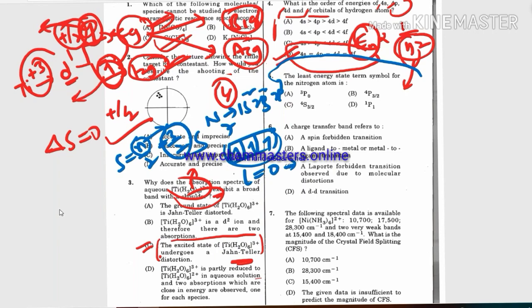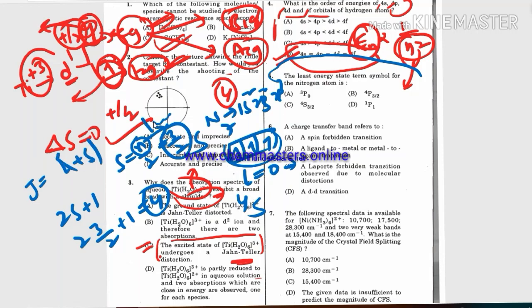Now multiplicity, that is 2S plus 1, is 2 into 3 by 2 plus 1, which equals 4. Now it is 4S. The J value is calculated as L plus S to L minus S. Here the L value equals 0 and the S value equals 3 by 2, so simply take 3 by 2. So the complete term symbol is 4S 3 by 2. So option 3 is the correct answer for the given problem.